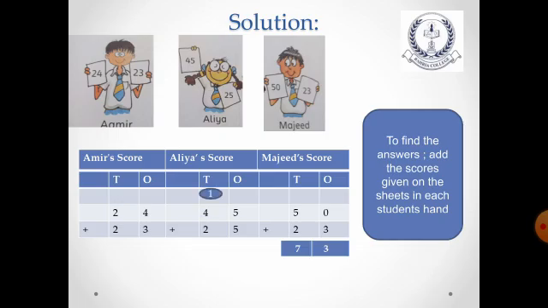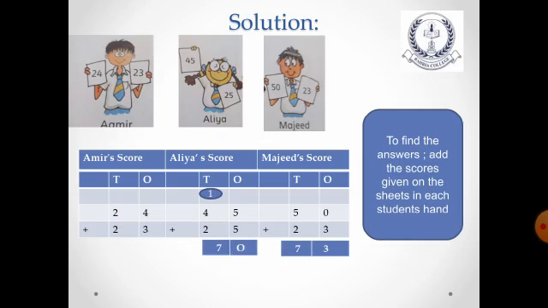When we total Majid's score, we get 73. How? Start from the right hand side, that is the ones column. 0 plus 3 is 3. Then move to the tens column. 5 tens plus 2 tens is equal to 7 tens.